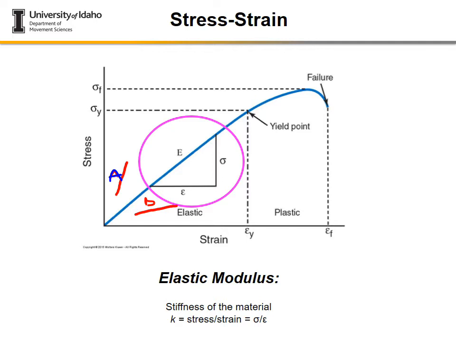So B is more compliant because it has a greater change in its length or deformation as a result of a smaller increase in stress. A more stiff material needs more stress to cause a smaller change in its length, okay? So a steeper elastic modulus means more stiff. A smaller or reduced elastic modulus means more compliant or less stiff.